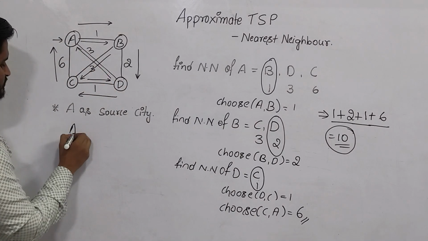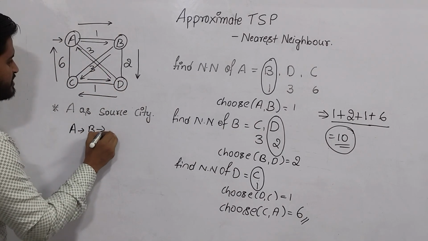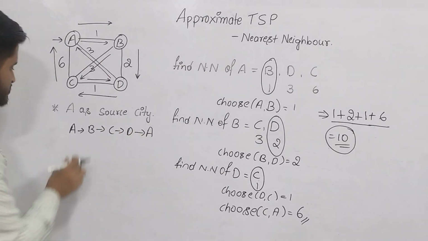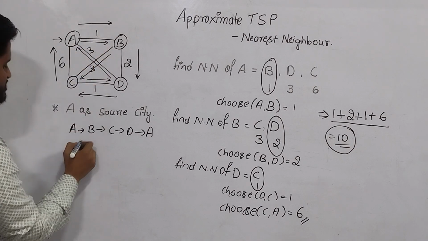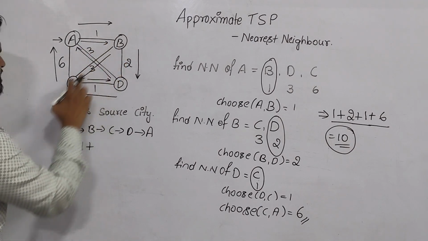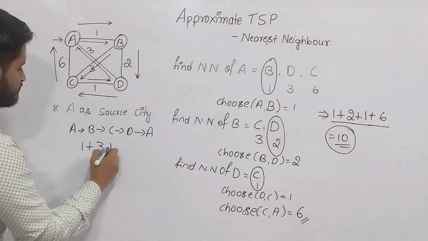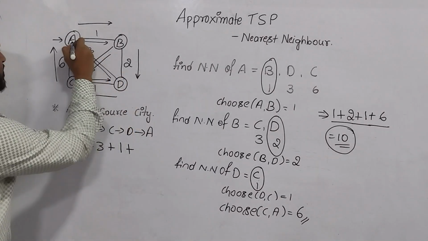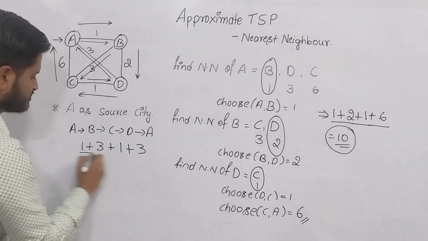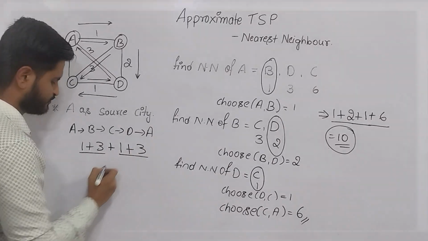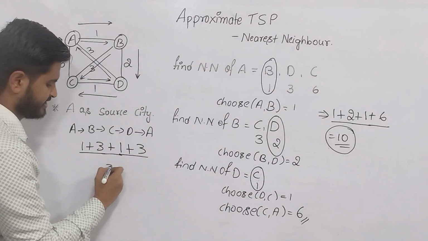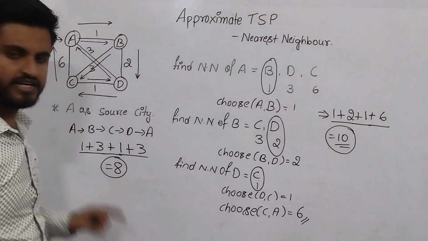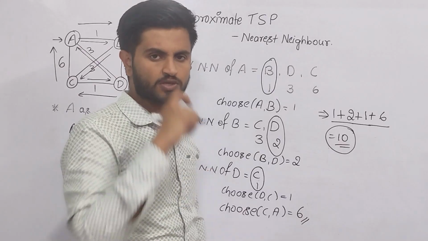Find the cost. From A to B the cost is 1, plus from B to C the cost is 3, plus from C to D the cost is 1, plus from D to A the cost is 3. 3 plus 1 is 4, 3 plus 1 is 4, so 4 plus 4 is 8. Now if you see, I got the least cost of 8 here, while with the nearest neighbor I got 10.